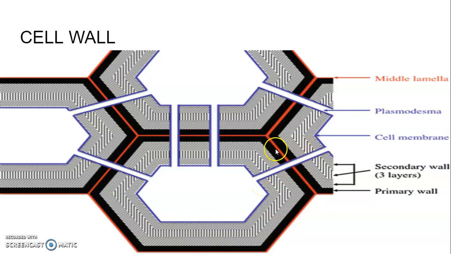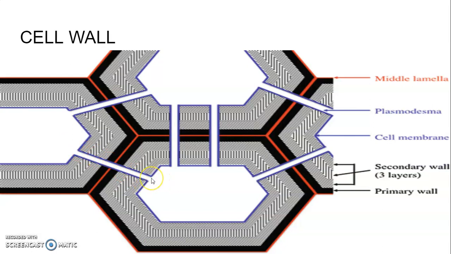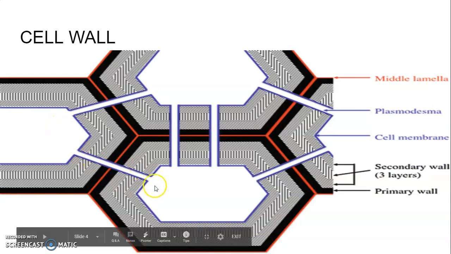In between two neighboring cells, here we can see the red color. This part shows the middle lamella. Now here we can see the cytoplasmic connections pass between the cells. These cytoplasmic connections between the neighboring cells are called as plasmodesmata. The plasmodesmata, from one cell it's connected to next cell. These plasmodesmata pass through the primary and secondary cell wall and also through the middle lamella.